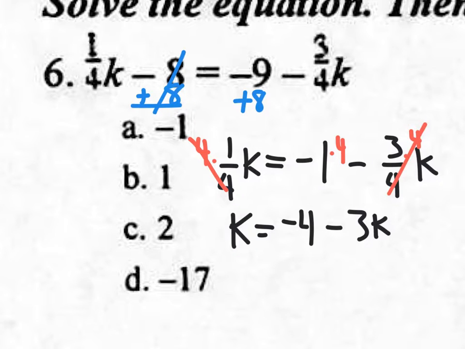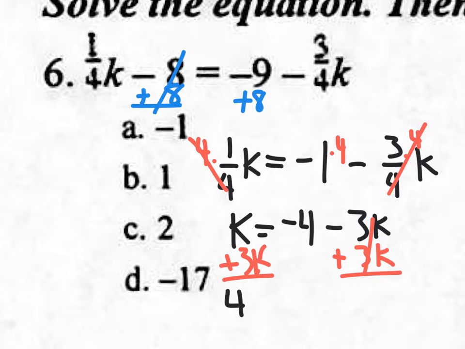Now let me get the k to the right side. I am going to add 3k, cancel out, add 3k, and I'll have 4k equals -4. So what would my final step be? Divide by 4 on both sides. So k equals what? -1.